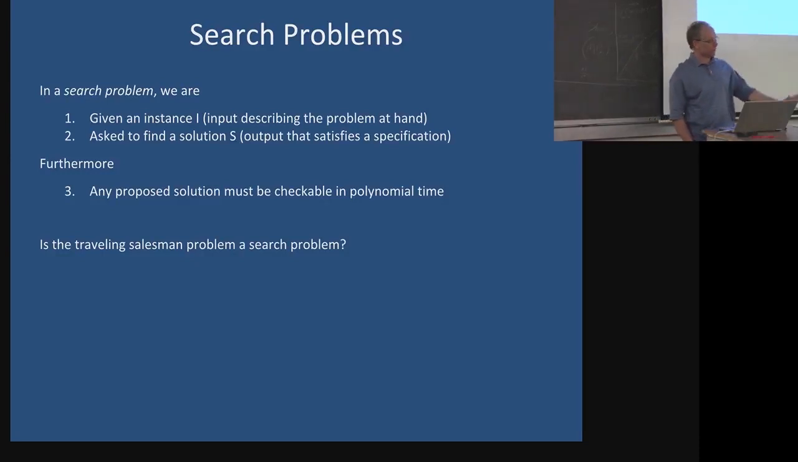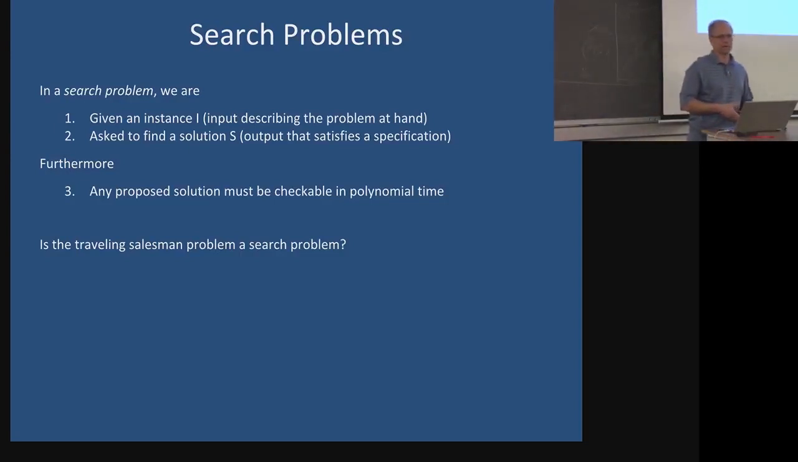Now, let's take it differently. What if instead we asked, just give me a cycle, solve the Hamiltonian cycle problem? Would that be easy to check? Yes, it's easy to check the solution of the Hamiltonian cycle problem. What do you have to check? That you visit every vertex, you return to where you started, and you don't visit any vertices twice. That's easy to check. You just trace through the graph, through the edges, and make sure it all works. So it's easy to see that's a search problem.